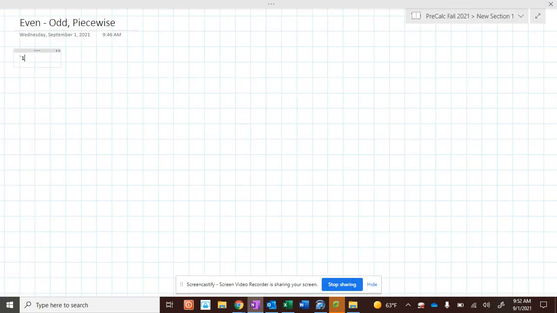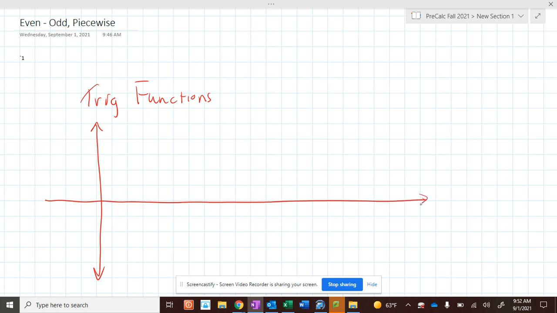All right. So, trig functions. There are two main trig functions. There is the y equals sine of x function. Okay. So, the sine function is this.